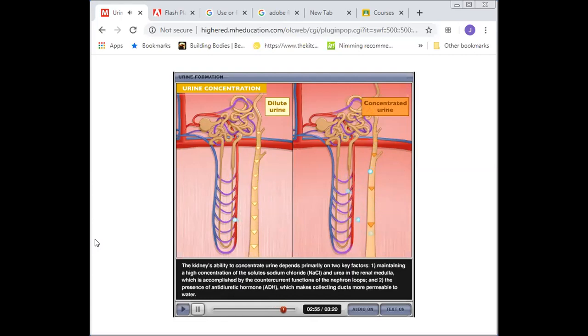The kidney's ability to concentrate urine depends primarily on two key factors. One, maintaining a high concentration of the solutes sodium chloride and urea in the renal medulla, which is accomplished by the countercurrent functions of the nephron loops. And two, the presence of antidiuretic hormone, ADH, which makes collecting ducts more permeable to water.